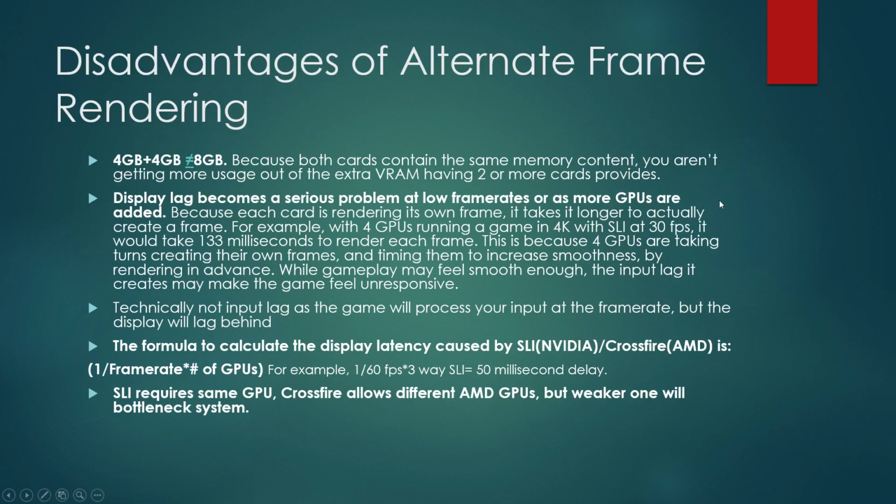And another problem is that SLI requires that you use the same video card. And then Crossfire, I think it allows different AMD video cards, but if you do that, then the weaker one will obviously bottleneck the system, because if one of them is slow at rendering frames, then the other one will have to slow down so that it doesn't get ahead of the other one. So those are just some problems with it. And this is pretty much the way that current games are handling SLI and Crossfire, if they currently support it.